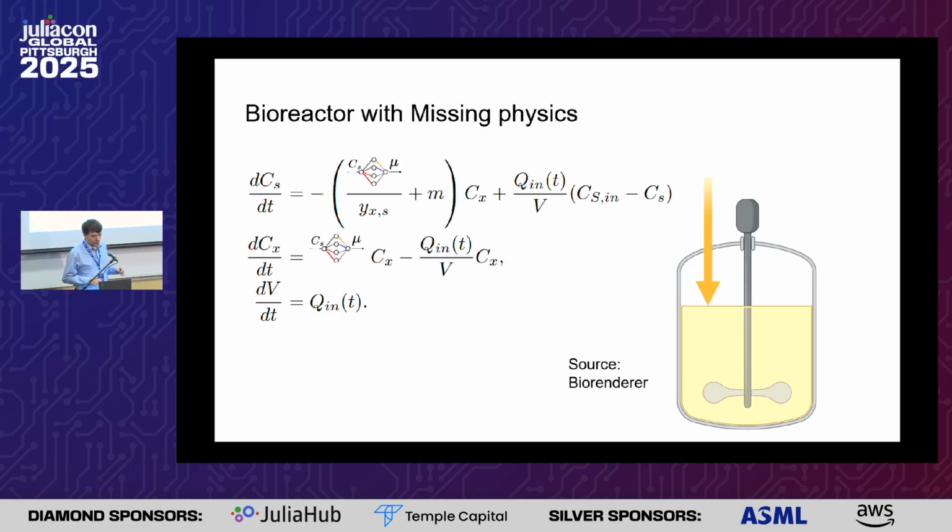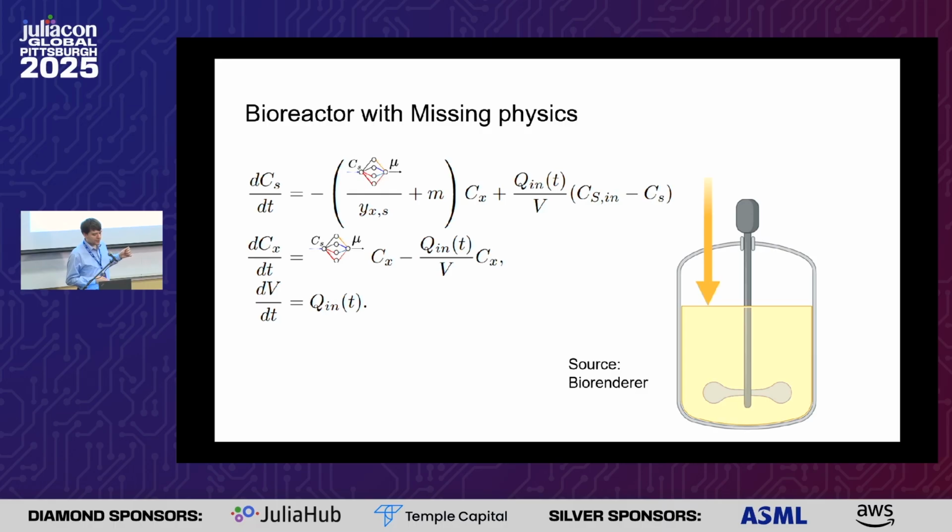So we can control the volume by pumping in more substrate, so that's more food for the biomass, so it will grow. So we know that, for example, by pumping in substrate, which is this Q in, we're going to increase the volume. We know that if you increase the concentration of the substrate, then you're going to have more biomass because they feed on that.